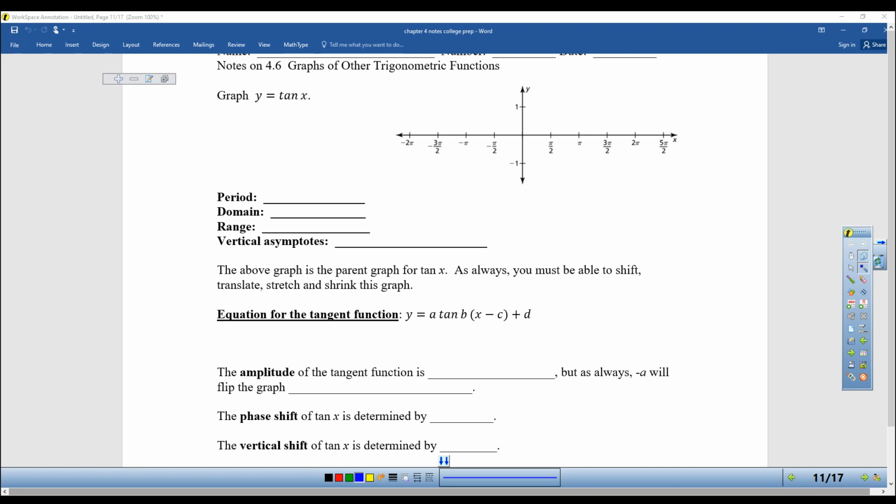Hello, everyone, and welcome to section 4.6 in Precalculus. Today we'll be doing the graphs of all the other trigonometric functions. So we've already done sine and cosine, so today we'll do tangent, cotangent, secant, and cosecant.